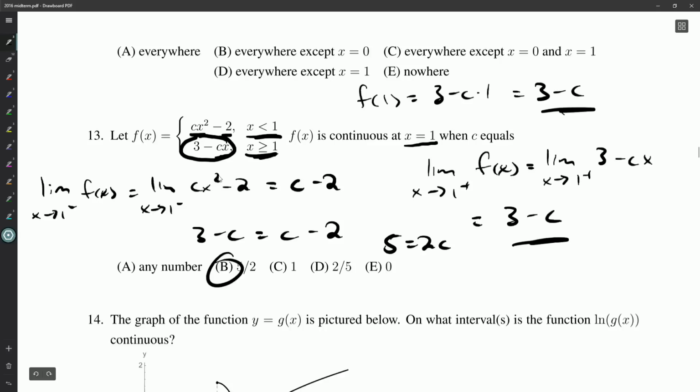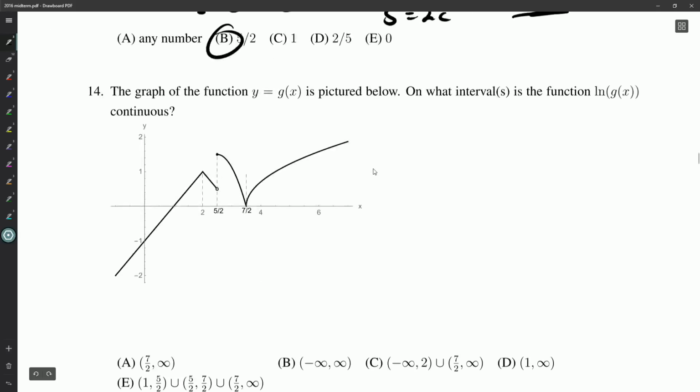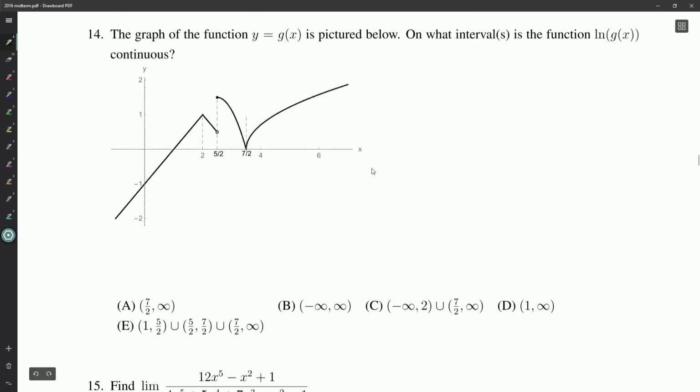All right, 14 here. The graph of the function y equals g of x is pictured below. On what intervals is the function ln g of x continuous? Well, it's worth noting that ln g of x is a composition of 2 functions. So when g of x is continuous, we already know ln is continuous. So at any point g of x is continuous, ln should be continuous there as well.